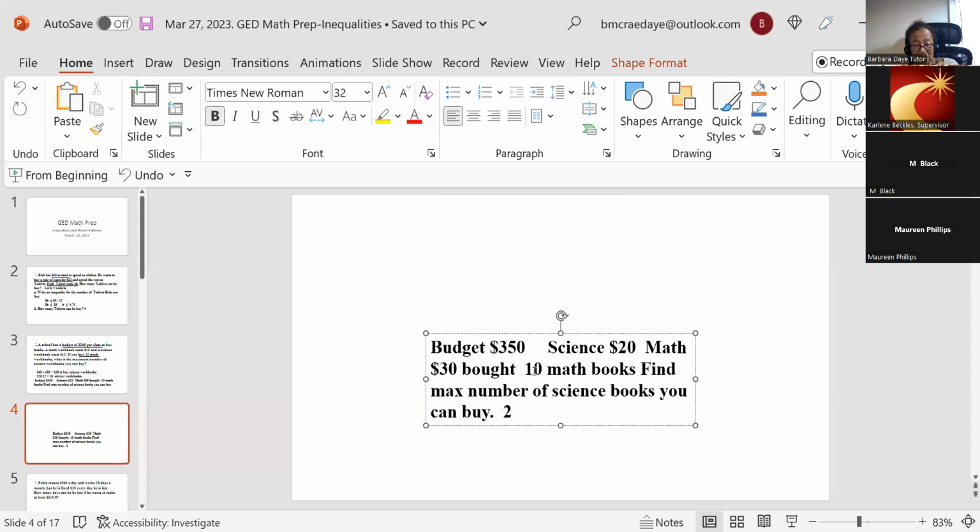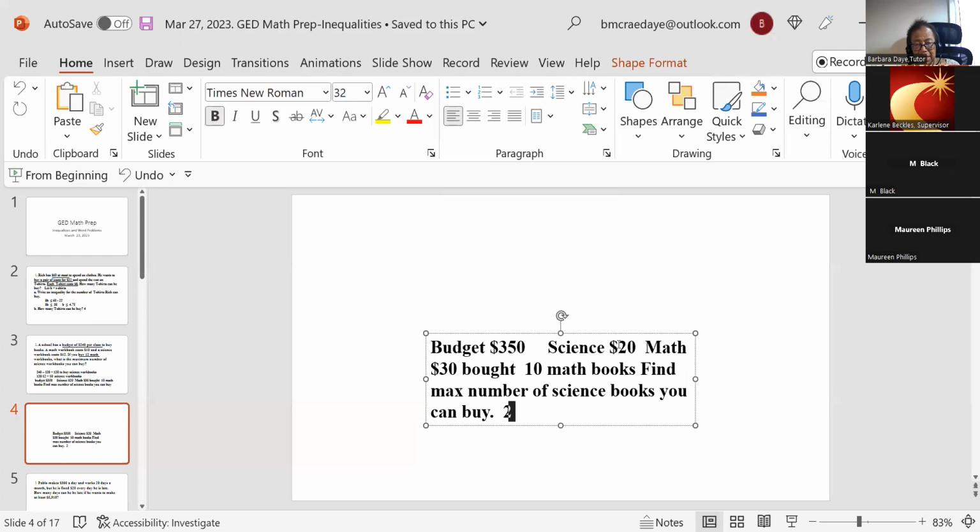Right away you got your math 30 times 10. That's $300 you spend on just math books. But if you've got a budget of 350, you only have $50 left. If one science book costs $20, you can only buy 2, 40, because 3 costs 60, right? So your answer is 2, and you exchange $10. Exactly what Maureen said. All right, you got it? So this points out, when you're reading word problems, that's why it's nice to underline things carefully.